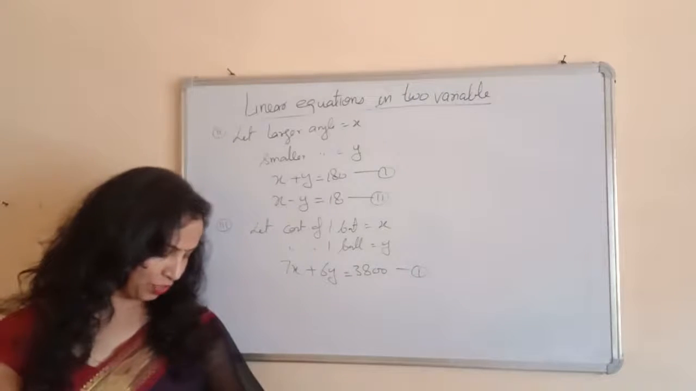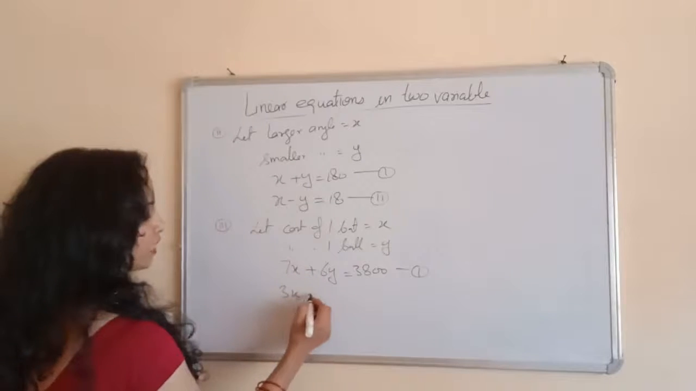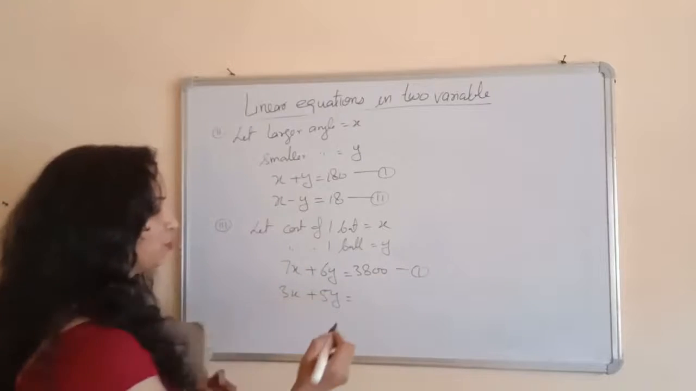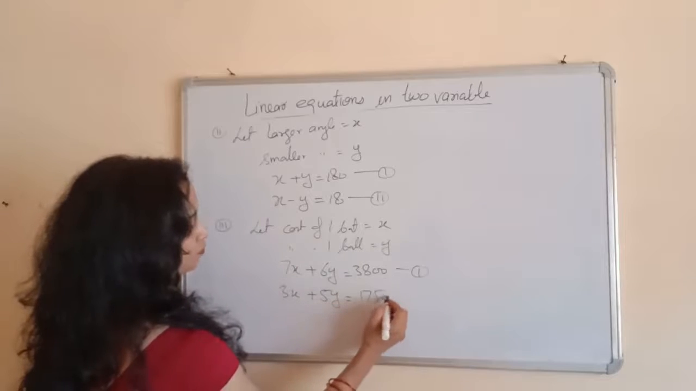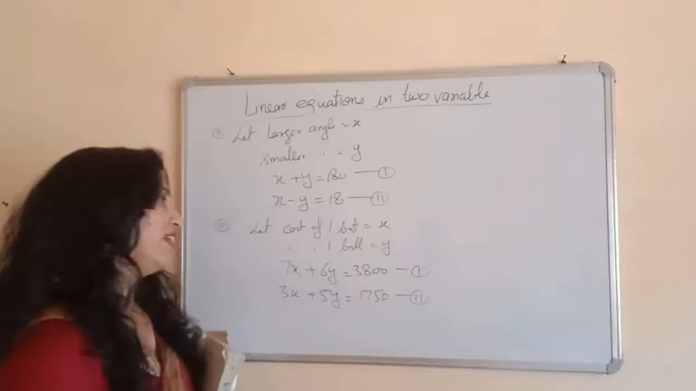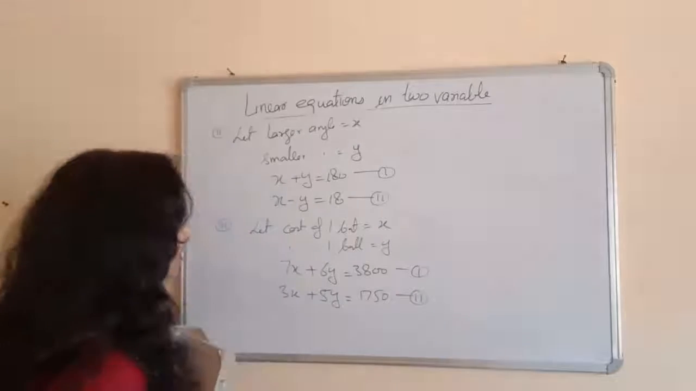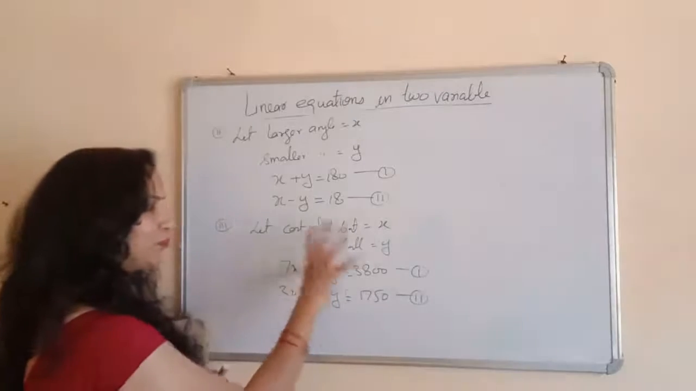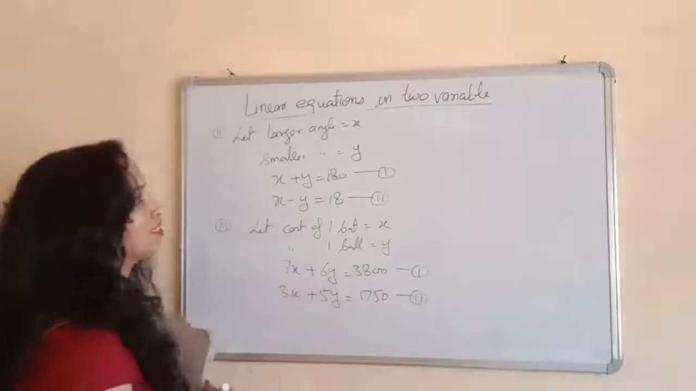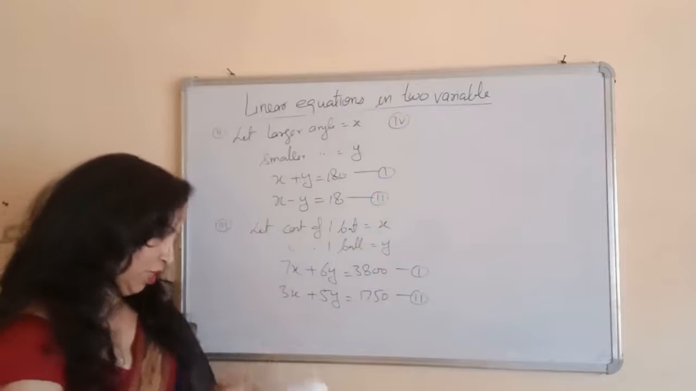Let Rashi buy 3 bats and 5 balls. The cost of 3 bats is 3x and of 5 balls is 5y, which is equal to 1750. This is equation 2. And again you will solve it by using the substitution method. Either you can find the value of x here or y and then substitute this value in equation 2.